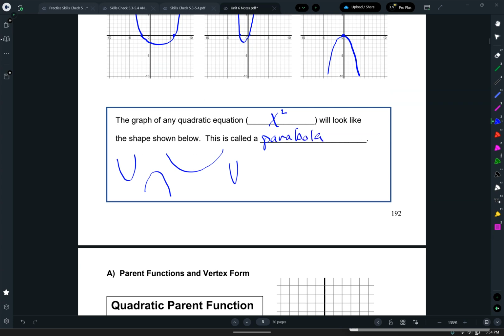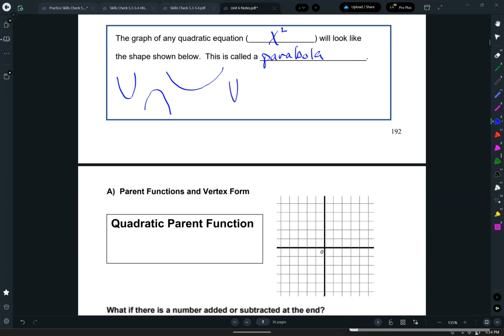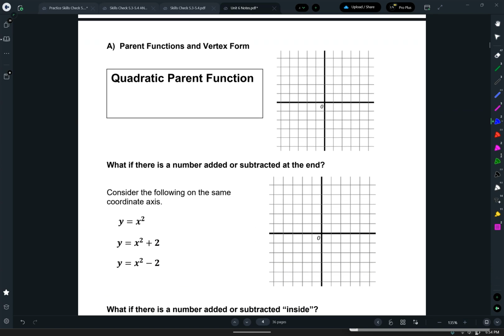Okay, so this unit is all about parabolas and graphing parabolas. So our parent function in vertex form, the quadratic parent function, is simply y equals x squared. That means it's the most basic form of a parabola.